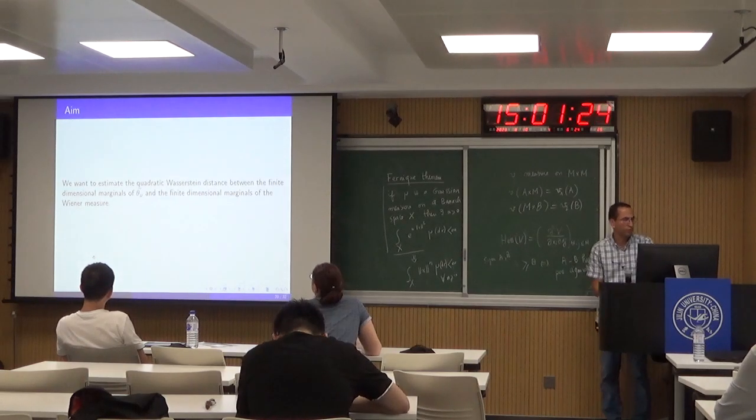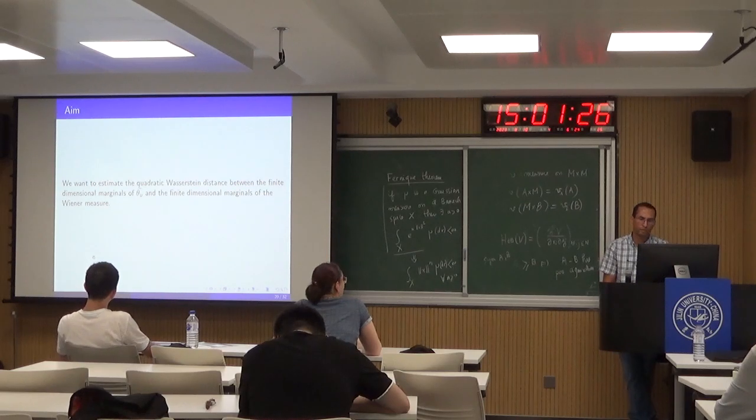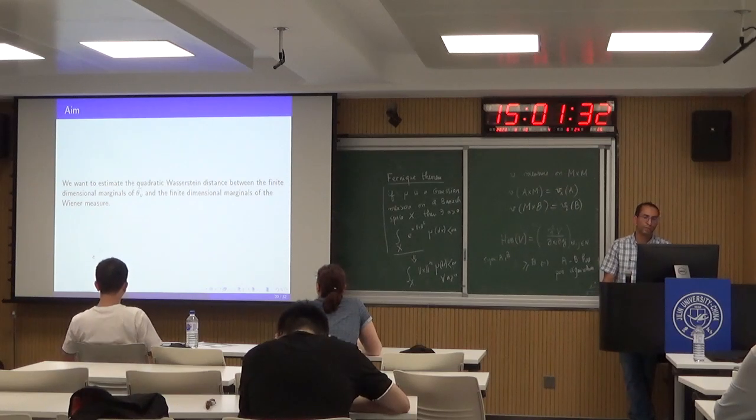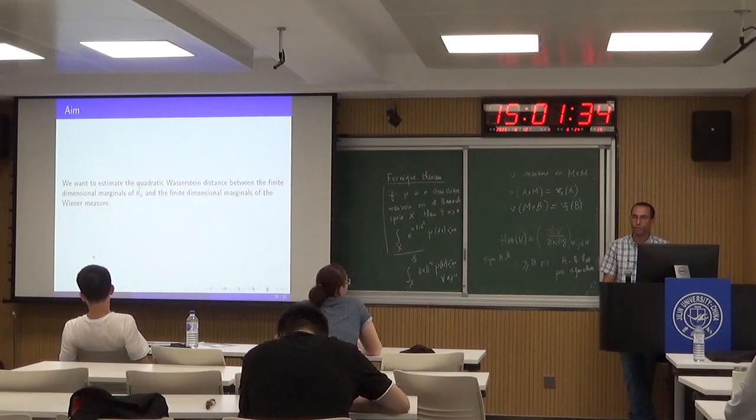Okay, let's try to get this. So here is the aim. We want to estimate the quadratic Wasserstein distance between the finite dimensional marginals of the probability measure and the finite dimensional marginals of the Wiener measure.